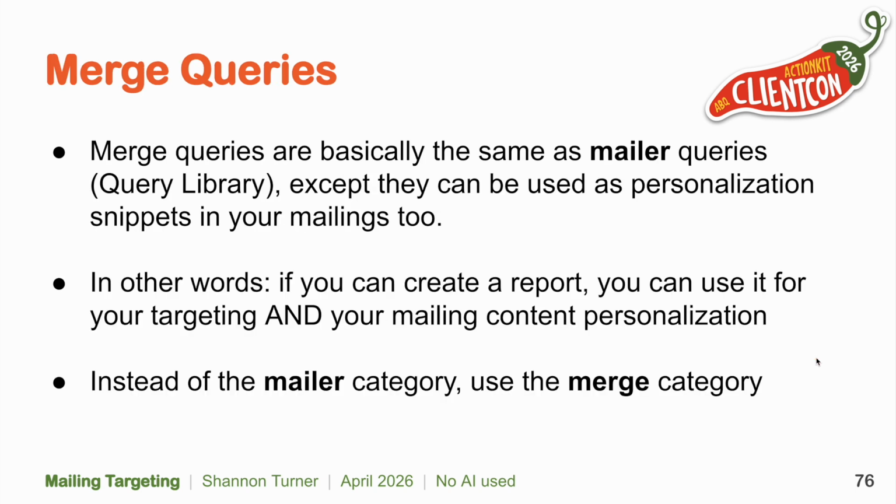Next up is merge queries, and the way I like to think about merge queries is that they are basically the same as mailer queries, which we spent an awful lot of time at in the query library section, except merge queries can also be used as personalization snippets in your mailings as well. So in other words, if you create a report for it, you can use it for your targeting and your mailings content personalization. The main difference is instead of the mailer report category, you're going to use the merge report category.